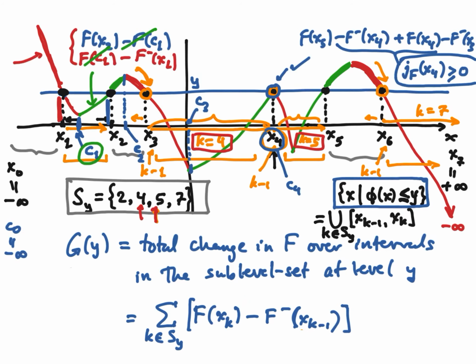Okay, so coming back to this question of g of y plus epsilon minus g of y, the thing to notice is that sublevel sets of phi, if I look at all x's where phi is less than or equal to y, that's going to be inside all x's where phi is less than or equal to y plus epsilon. Because if phi of x has a value that's already less than or equal to y, then certainly it's less than y plus epsilon as well.